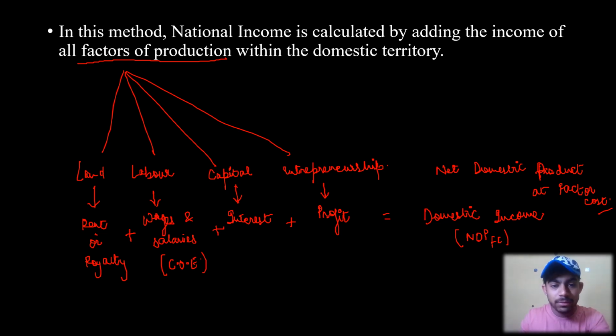In return for labor, we get compensation of employees. Now, this compensation of employees is a broad term. It doesn't include only the wages and salaries in cash. So broadly speaking, compensation of employees includes three things. That is wages and salaries in cash.